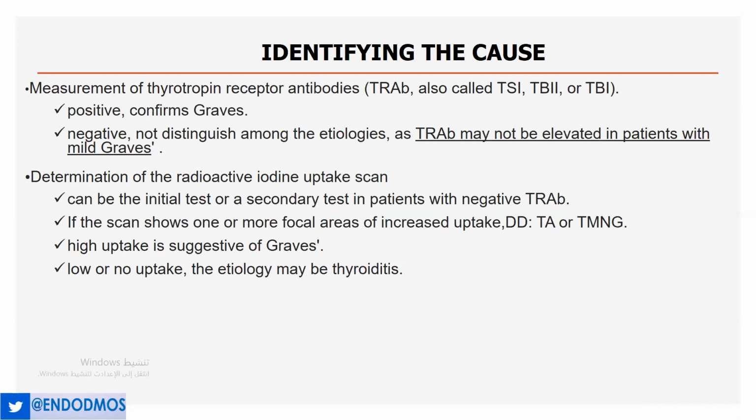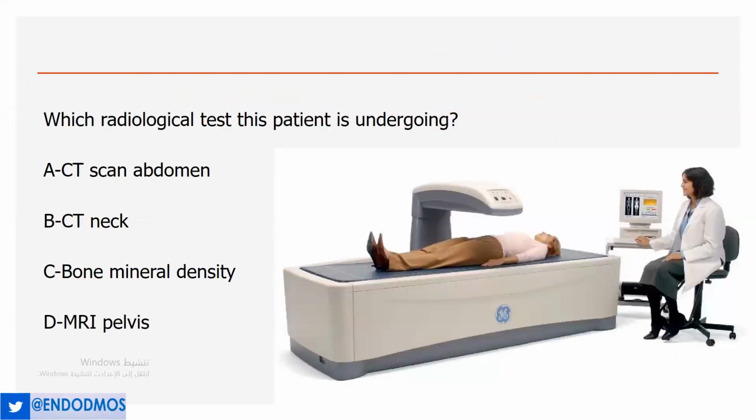Identifying the cause: measurement of thyroid receptor antibodies, TSI or TBII, if positive confirms Graves; if negative, another differential should be considered. But again, mild Graves is one of the differentials here. Determination of radioactive iodine uptake scan can be the initial test or a secondary test in patients with negative antibodies. If the scan shows one or more focal areas of increased uptake, the differential diagnosis includes toxic adenoma and toxic multinodular goiter. High uptake is suggestive of Graves. Low or no uptake, you have to think about thyroiditis.